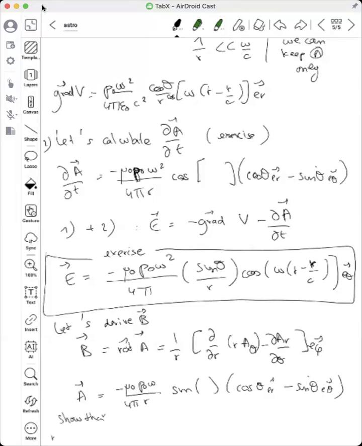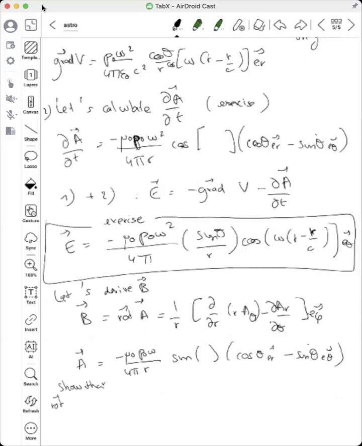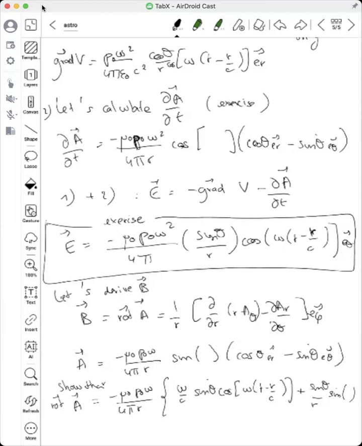Okay, so do it as an exercise and show that the curl of A is equal to minus mu 0 p0 omega over 4 pi r, times omega over c sin theta cos of omega t minus r over c, plus sin theta over r sin of the same omega t minus r over c, e_phi. Okay?